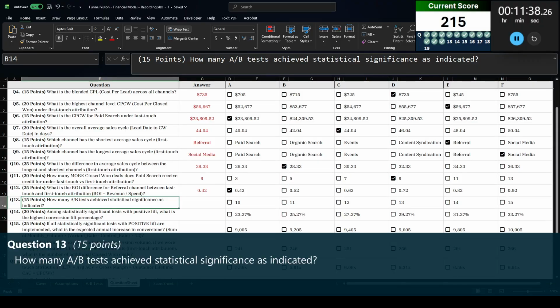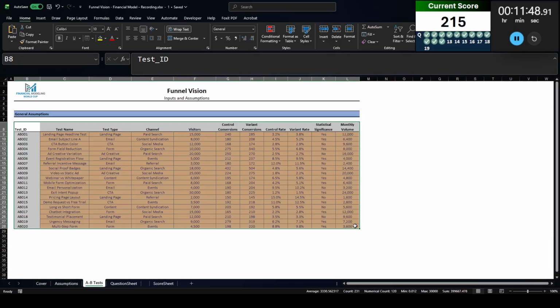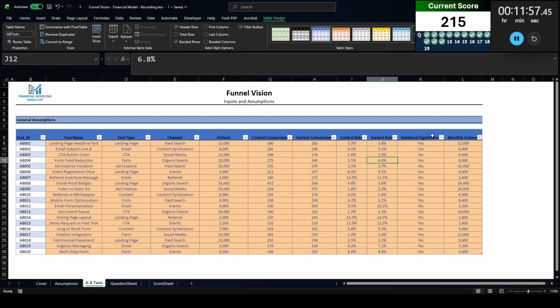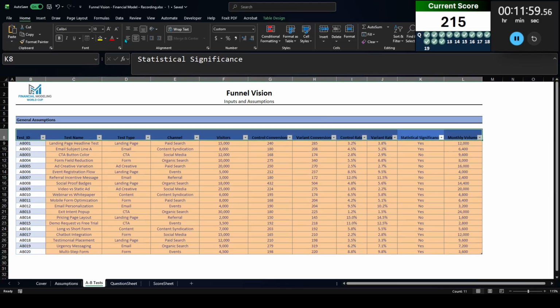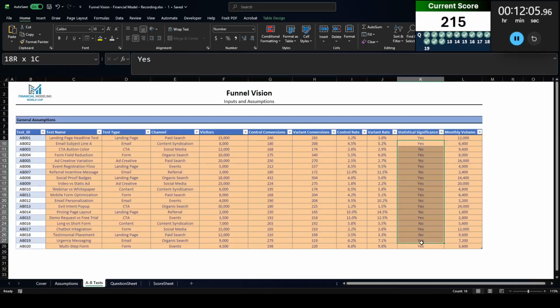Question 13. How many A/B tests achieve statistical significance as indicated? Now this one is working over here on this A/B test sheet. Let me go ahead and turn this data into a table just like I did with the last table. We'll call this A/B tests, just like that. And the statistical significance, let me just make this white. I don't know why it keeps it as black. We can't see black. All right, so statistical significance is identified in this column.